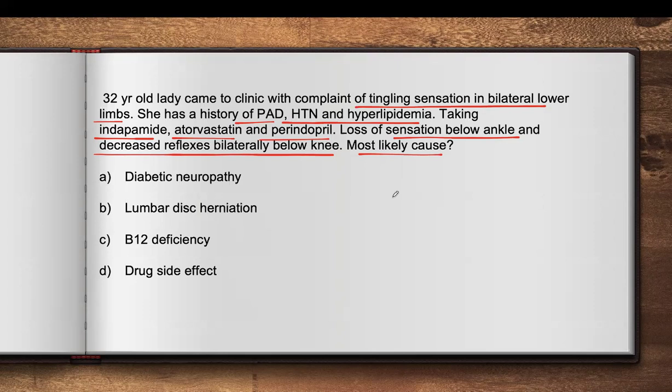So we have a patient. By looking at the question, it looks like a peripheral neuropathy case. Tingling sensation in the lower leg, and the patient has loss of sensation below the ankle, right? So it's a peripheral neuropathy. We have the options of diabetic neuropathy, lumbar disc herniation, B12 deficiency, drug side effect. None of the drugs in here cause peripheral neuropathy, so rule that out. Lumbar disc herniation: if it is a disc herniation, what will be the first complaint in this patient?